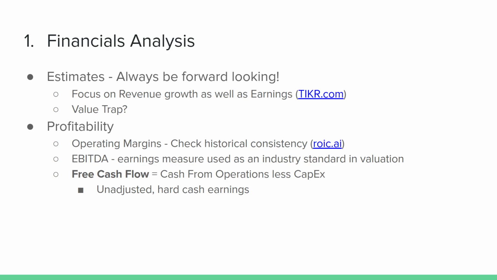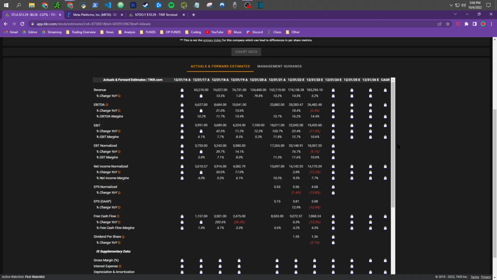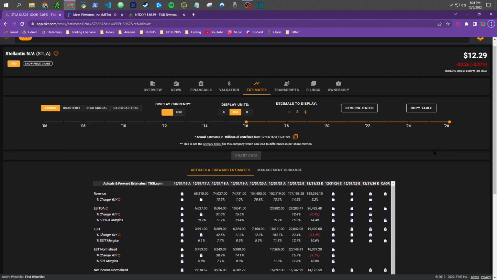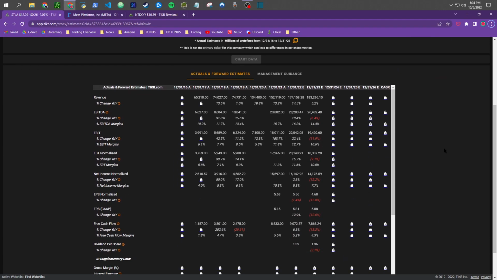Always start with estimates because you always need to be forward looking. I always focus on revenue growth as well as earnings. So a good example here would be Stellantis, an electric vehicle auto manufacturer that is also making legacy gas-powered cars as well. Still a good part of the business.